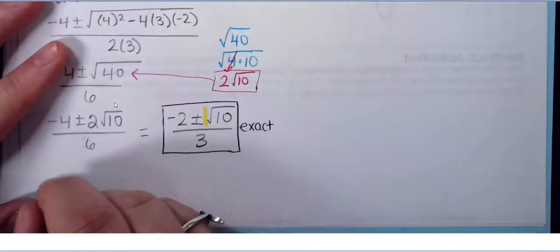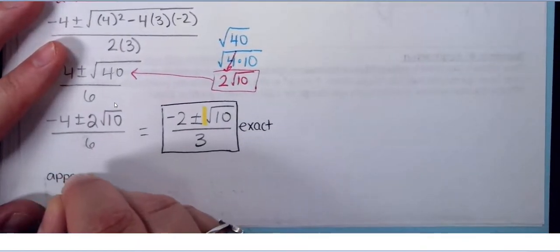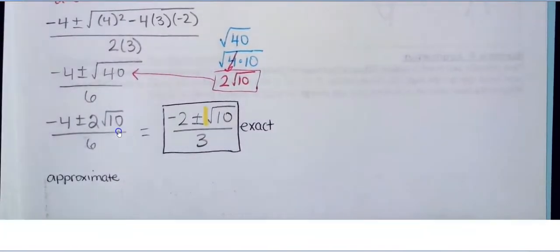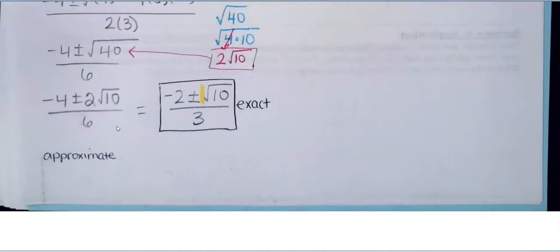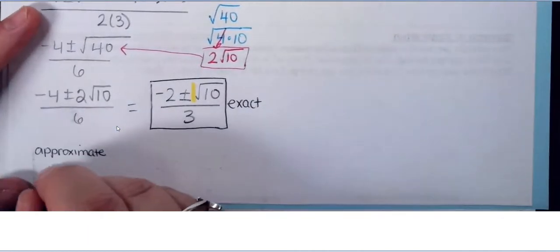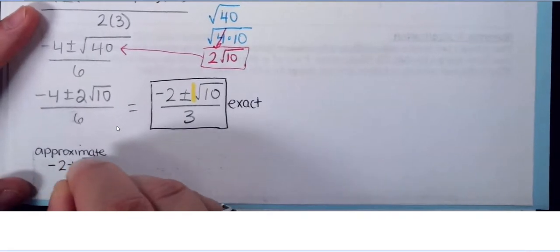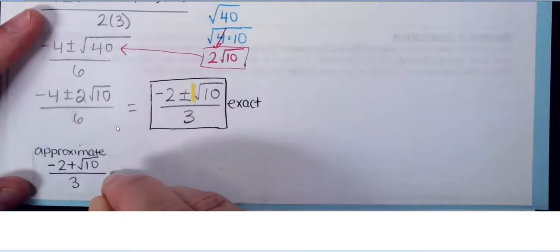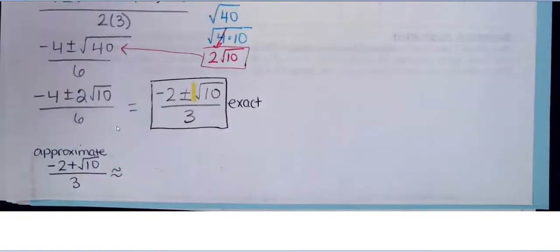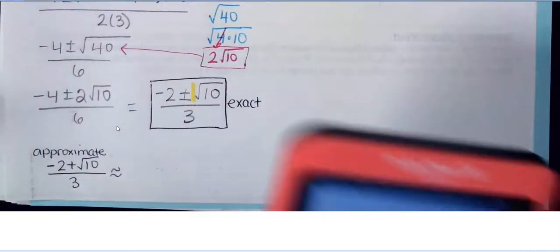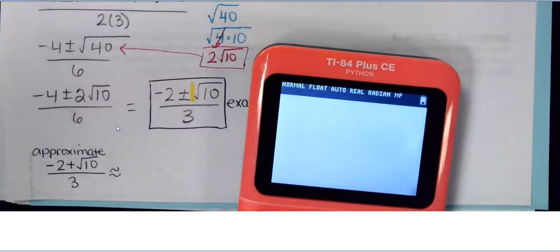Some of the questions are going to ask you, and we'll do this more on the back, for what we call an approximate solution. Literally the only thing you're going to do differently is actually type this mess into your calculator. So I'm going to take -2 plus the square root of 10, and then divide that by 3. And I'm just going to write not an equal. Have you guys seen this before? It's like a little squiggle. That just means it's approximately equal to, because I'm going to round this. And I'm just going to ask you to do 2 decimal places, nearest hundredth.